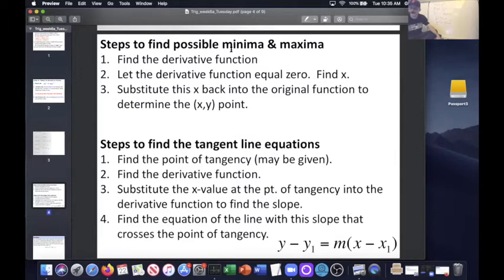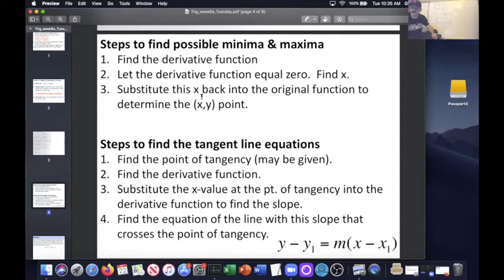So when you want to find the minimum and maximum, that's the top or bottom of the humps. First, you've got to get the derivative. And then we want to find out when the slopes of the tangent lines are horizontal, 0. So we put the derivative function equal to 0. That'll get you the x where that's located. And then to get the y, you put that back into the original function.